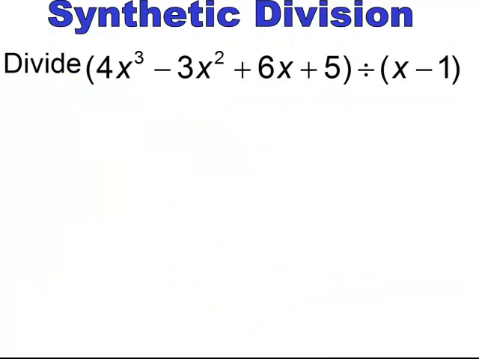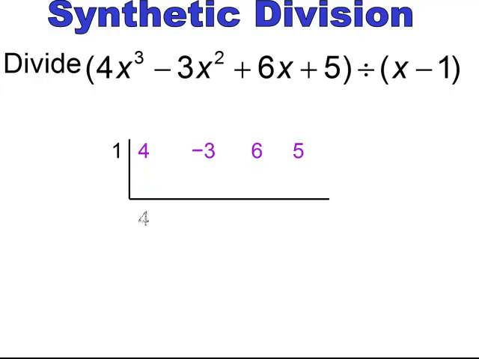Pause and try. So the first thing I'm doing is setting it up. I'm writing my box. It's going to be the opposite, negative 1, so it's going to be a positive 1. I'm going to take all my coefficients and write them in the first row. So I get 4, negative 3, 6, and 5.